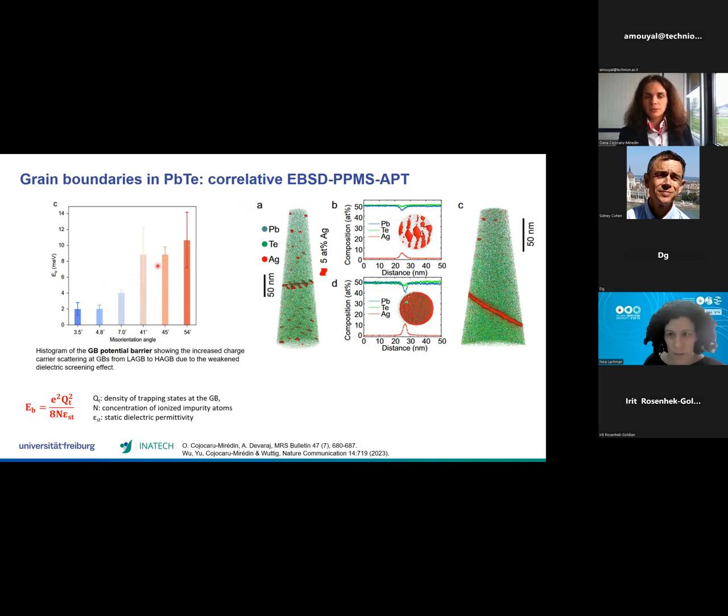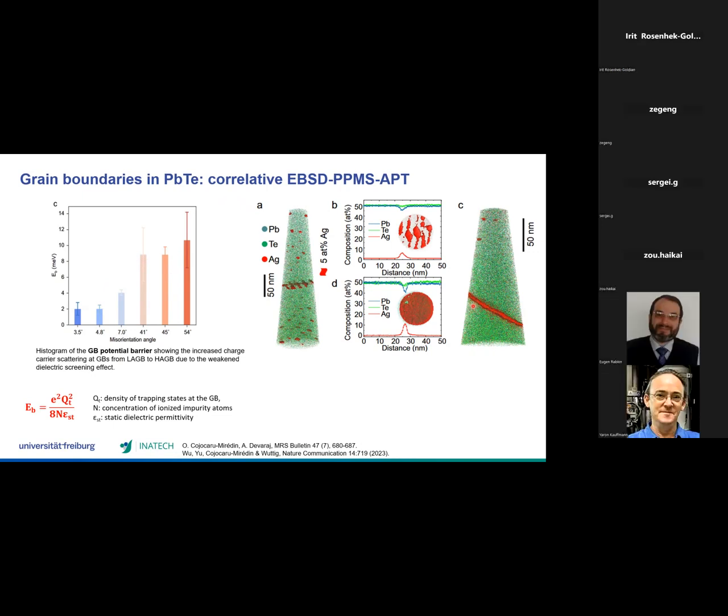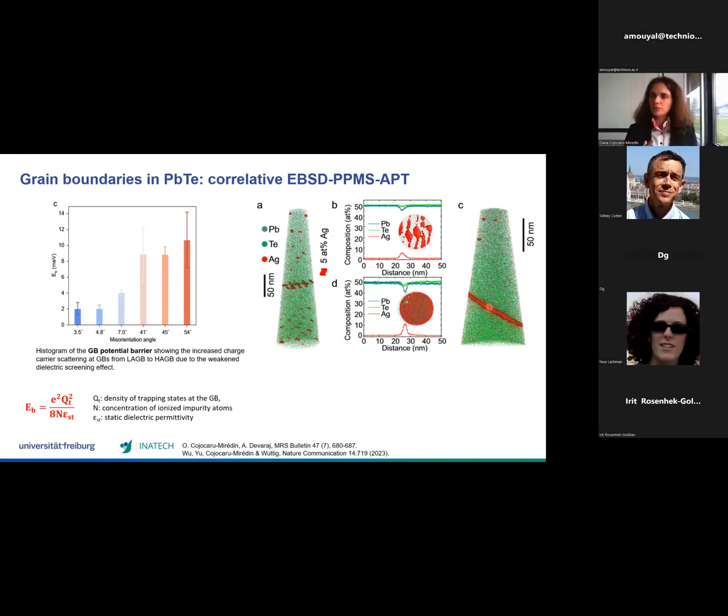And at a high angle grain boundary, we have a full coverage with silver. This will make no difference at room temperature, but at low temperature, and this is very important for low temperature applications, of course. At low temperature, this silver segregation will scatter the charge carrier, so it will not allow the electron to diffuse through this grain boundary.